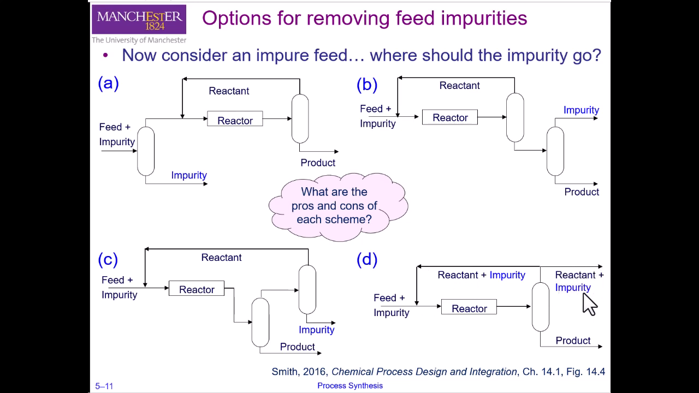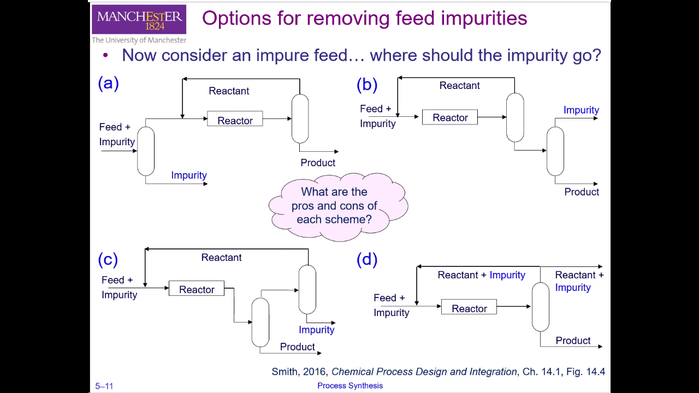In the purge, we are losing the impurity, but we are also losing our valuable reactants as well. As you can see here, there is one less separation unit in this flow sheet compared to the flow sheets in A, B, and C. So obviously, it is going to reduce the capital cost of the system, but recycling the impurity will increase its concentration. That is, it will decrease the concentration of the reactant and it will increase the flow rate of the recycle.